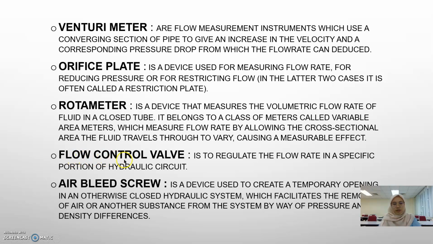Then, flow control valve. Flow control valve is to regulate the flow rate in a specific portion of a hydraulic circuit. And next, air bleed screw is a device used to create a temporary opening in an otherwise closed hydraulic system, which facilitates the removal of air and other substances from the system by way of pressure and density differences.